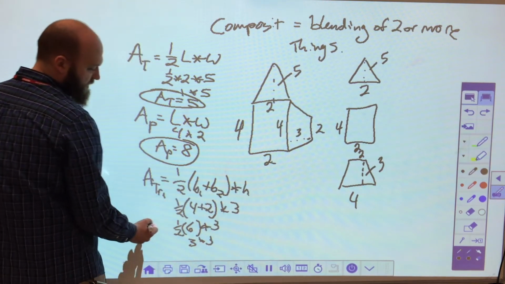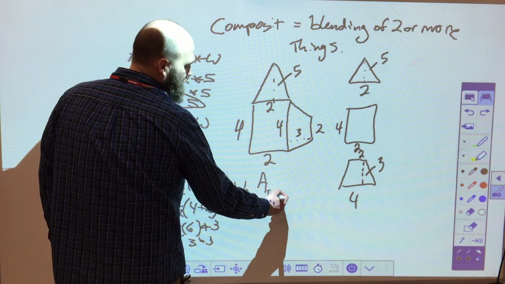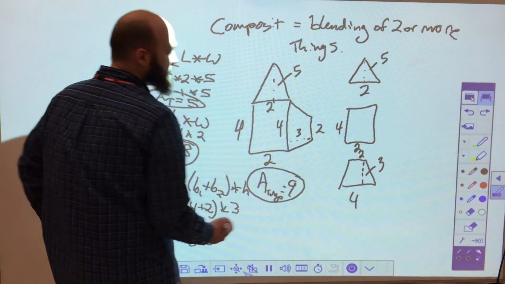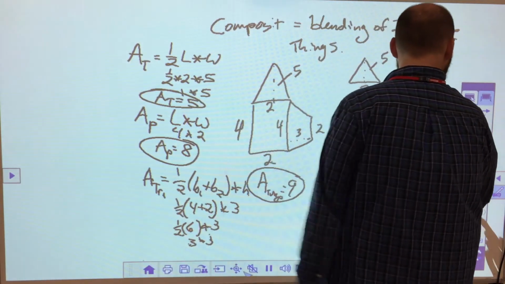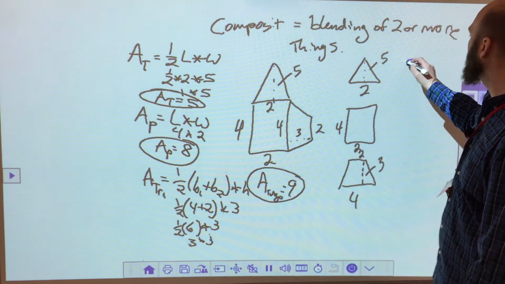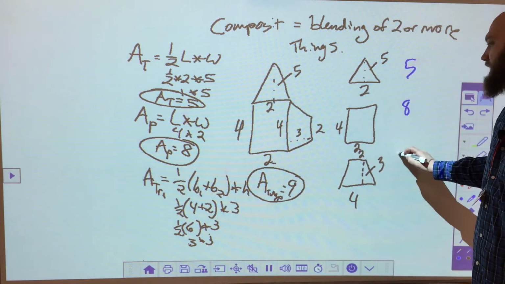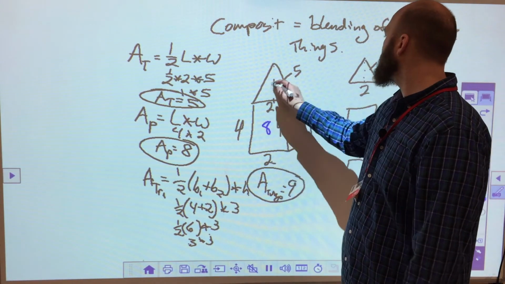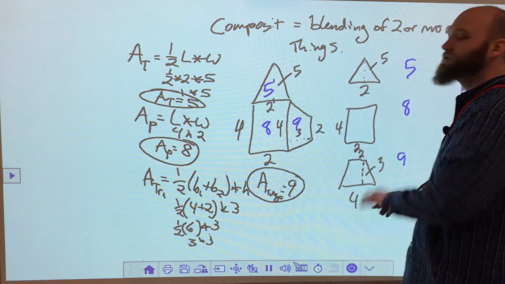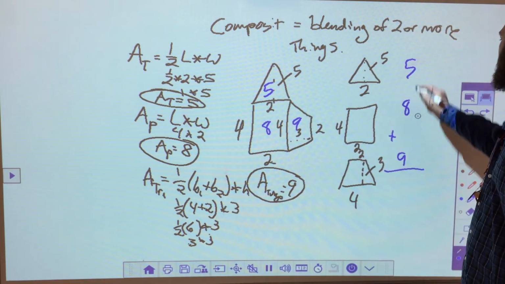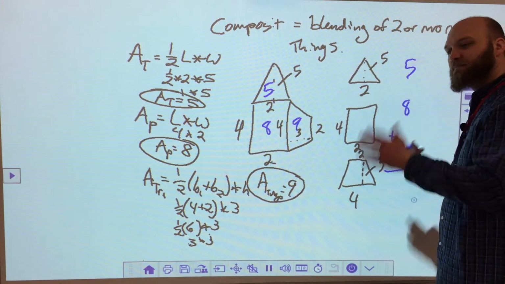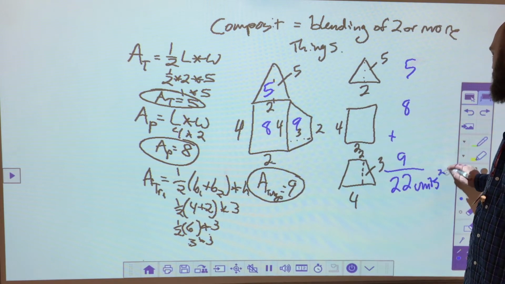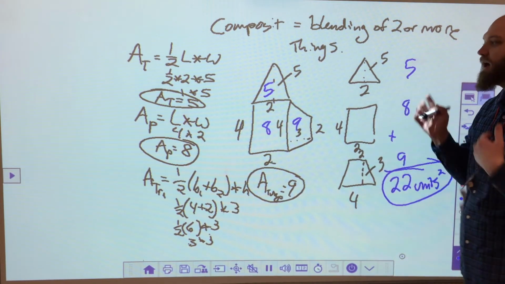So the area, and I'm going to come over here just so you can see it, area of my trapezoid equals 3 times 3, or 9. All right, so then what I end up with is 3 distinct areas of 5, 8, and 9. So this is 8, this is 5, and this is 9. So I add them all together. 5 plus 8 is 13. 13 plus 9 is 22. 22 units squared. And that's my whole area of this composite figure.